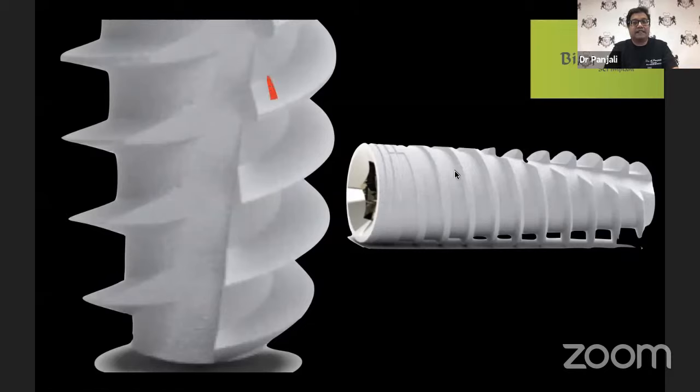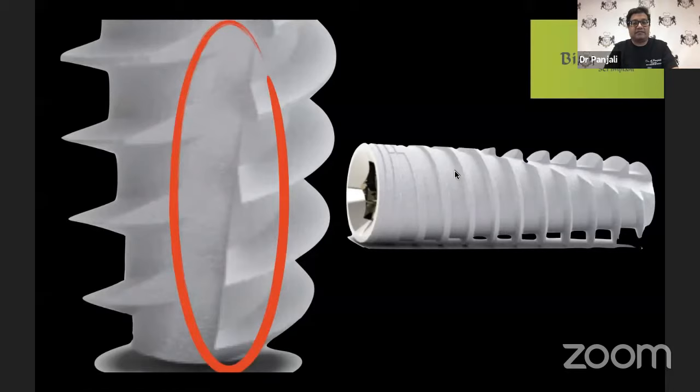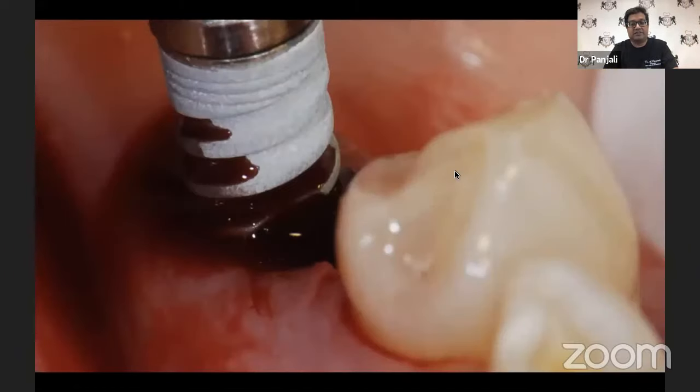The next point is that we have to look at the thread design. The thread design in the bioactive implant, the Alfa Gate implant, is a V thread, which is very important to get primary stability. And we also see the combination of a square thread that is called a power thread, which helps us get primary stability, but also increases the surface area.